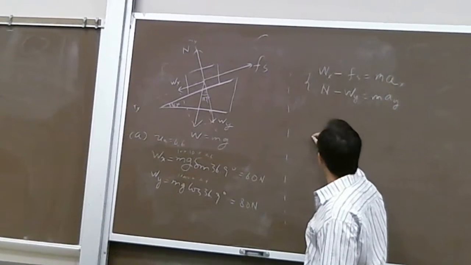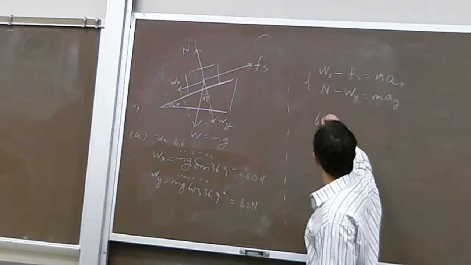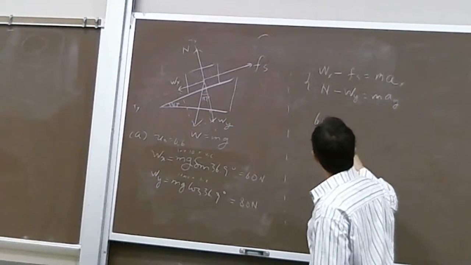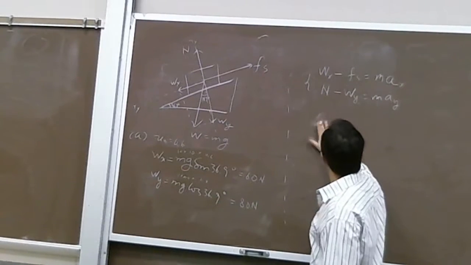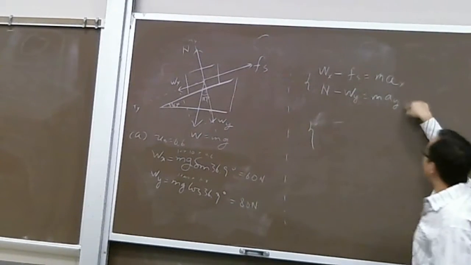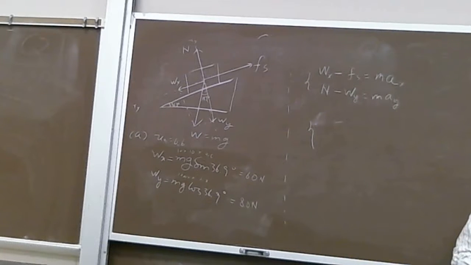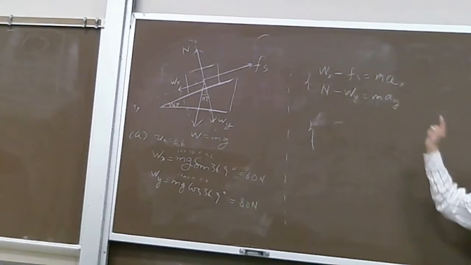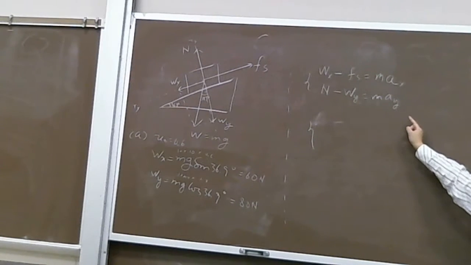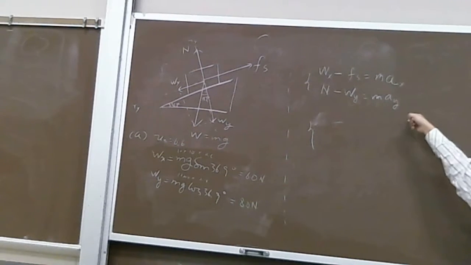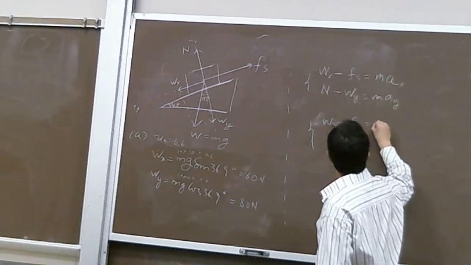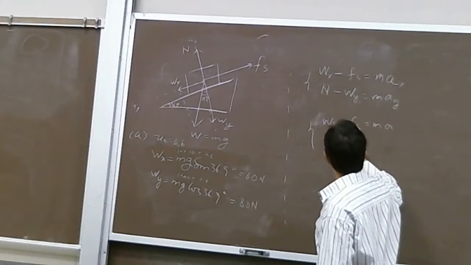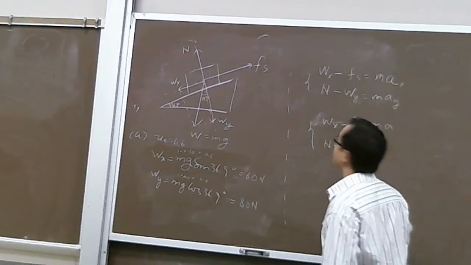This one is Wx, what's that? 60. Okay. Minus, so let me just keep it here. So first, let's identify Ax and Ay. We know, we did the analysis before. In this case, Ay has to be 0, right? So Ax has to be a. So you get Wx minus Fs equals ma, and N minus Wy equals 0.